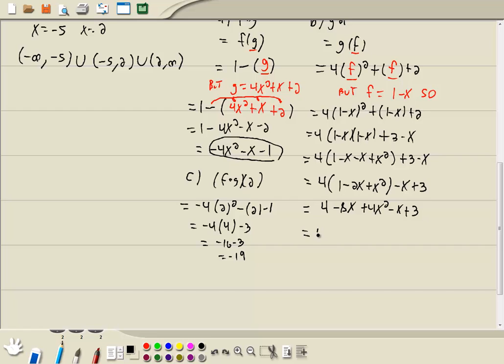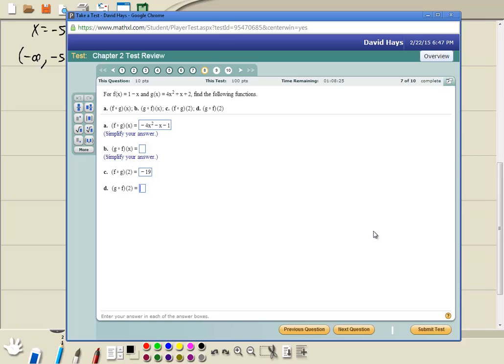Now rearrange those, standard form. So I've got 4x squared goes first, negative 8x and negative x gives me a negative 9x, and 4 plus 3 is 7. So we've got 4x squared minus 9x plus 7.